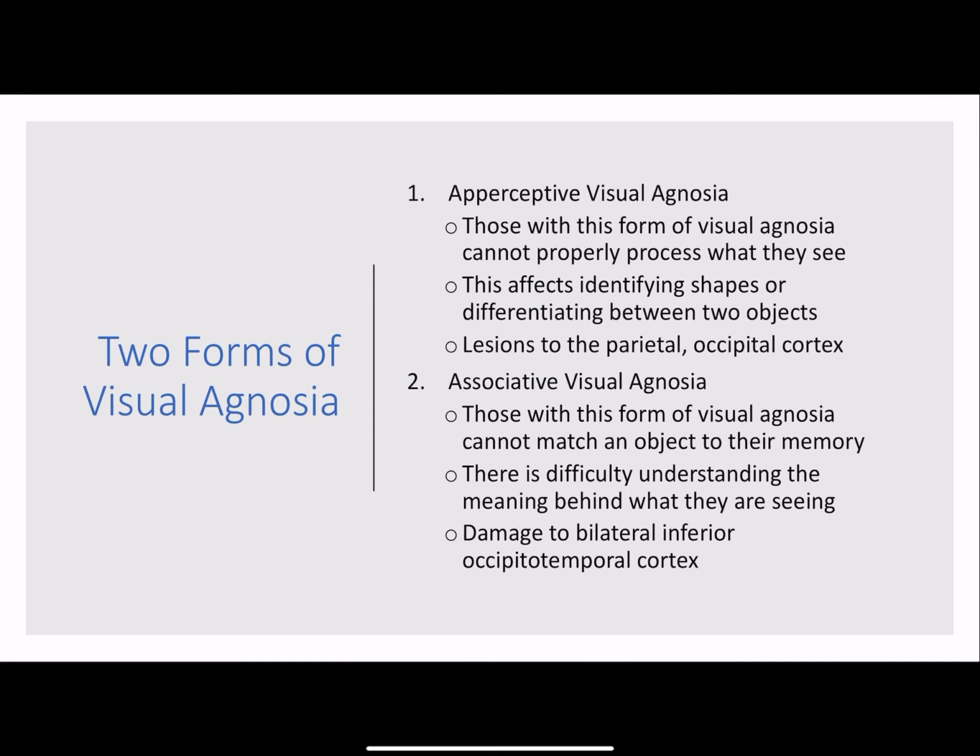And then associative visual agnosia, those with this form cannot match an object to their memory, so there's difficulty understanding the meaning behind what they are seeing, and this is due to damage to the bilateral inferior occipitotemporal cortex. So people with this can describe and draw the object, but they couldn't say its function. But also, if they're told verbally what it is, then they can describe its function.